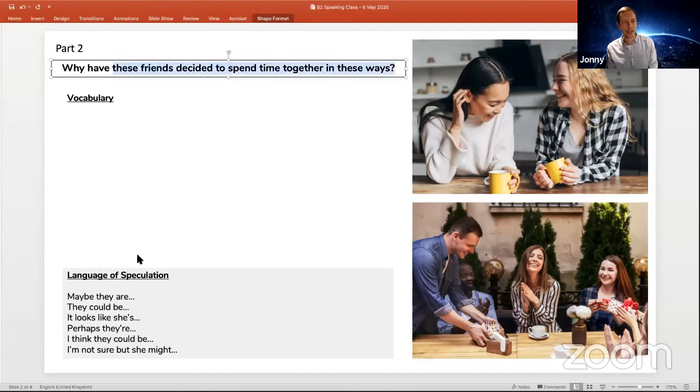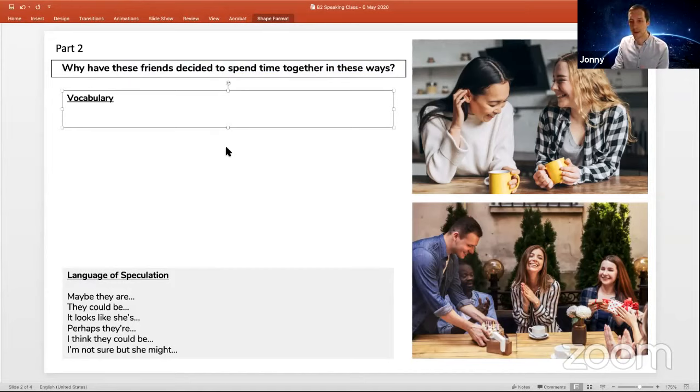Last week we looked at some language of speculation that we can use, because we don't know exactly what is going on in the pictures, but we can guess or we can speculate. Let's have some ideas about things that we can say about these photos. Tell me in the chat some ideas or some vocabulary you can see, some structures that we can use. Let's make a list in the chat. Why have these friends decided to spend time together in these ways? What are they doing? What do you think they're doing? What does it look like?